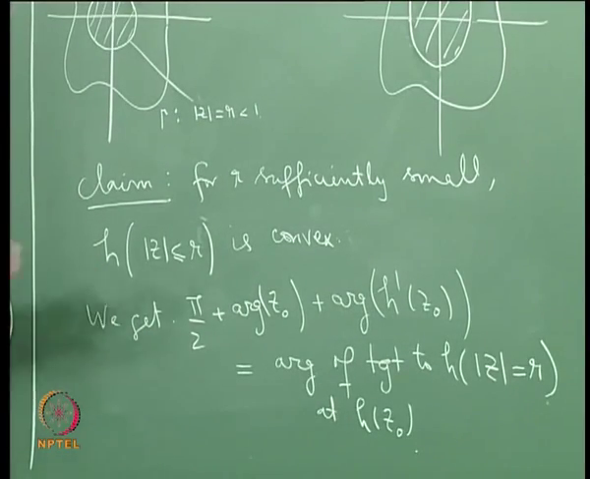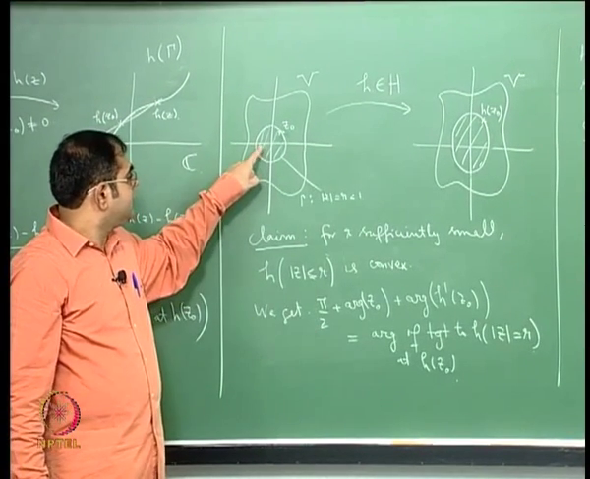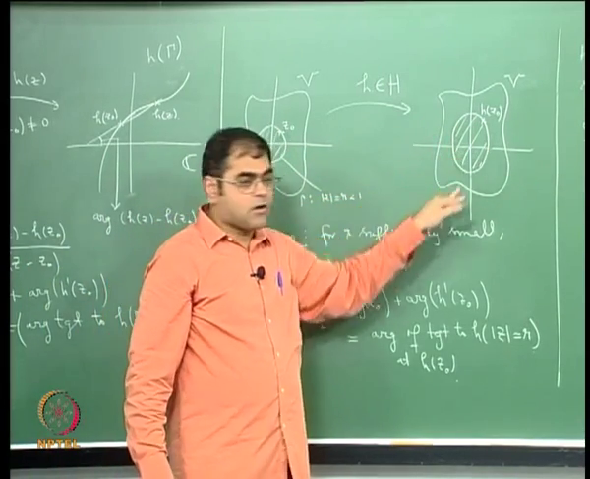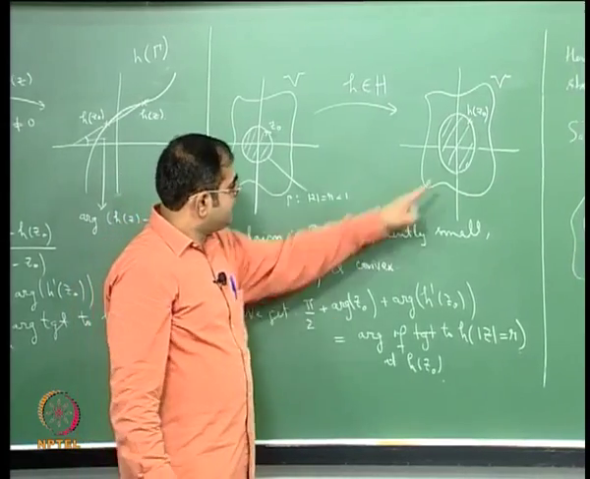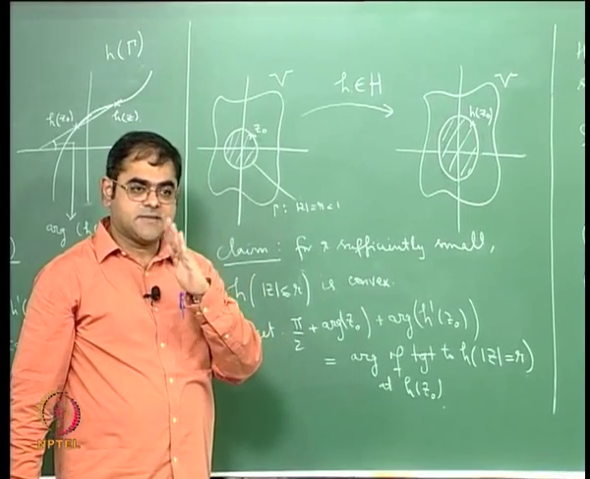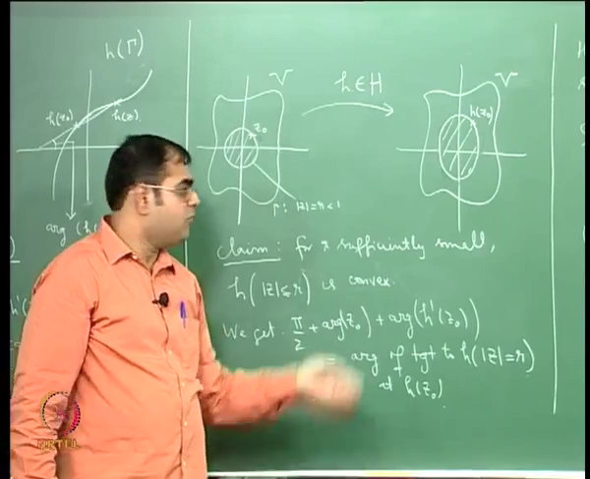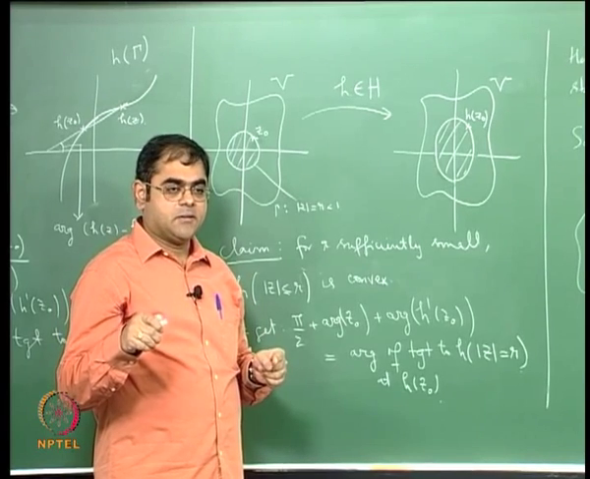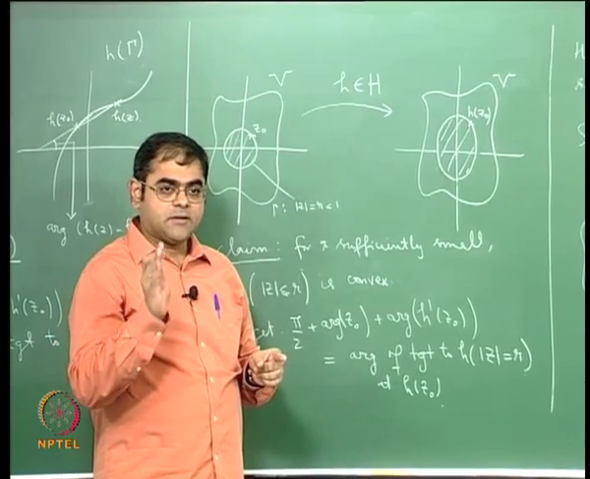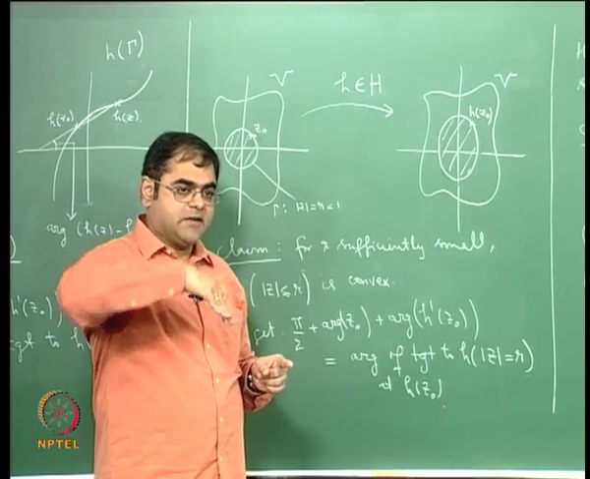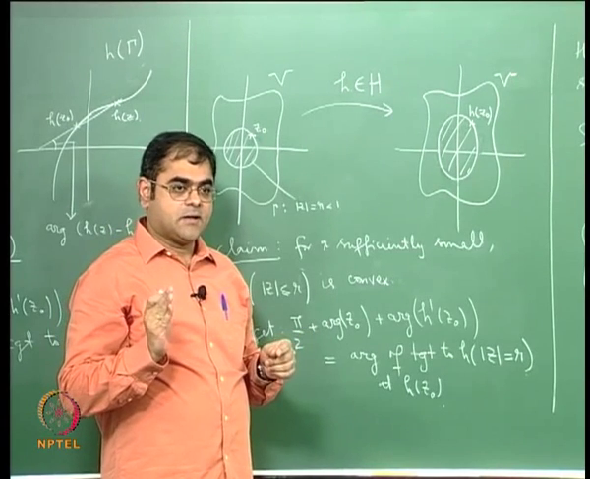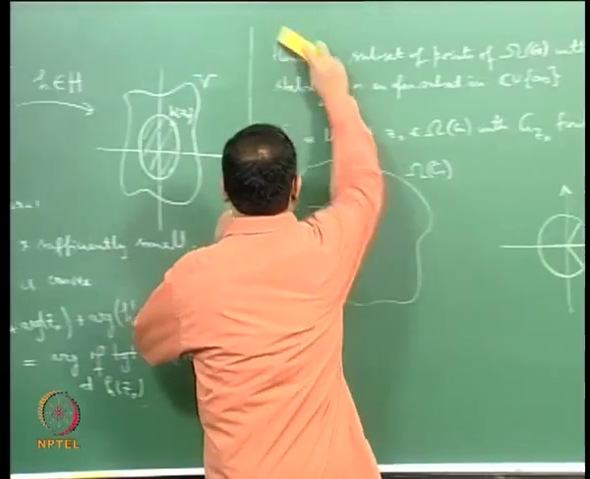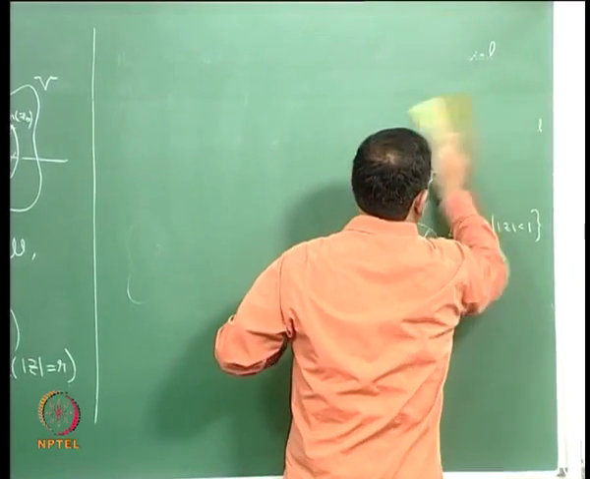All right, and let's try to look at the condition. The image of this curve will be a curve there, and the condition that it encloses a convex region is that the argument of the tangent should continuously increase. Only then will it enclose a convex region. If a curve encloses a convex region, then the argument of the tangent has to continuously increase. If the argument of the tangent decreases, then the curve will just cave inside and you will get a non-convex portion. If you want, you can easily look at it in a simple diagram like this.